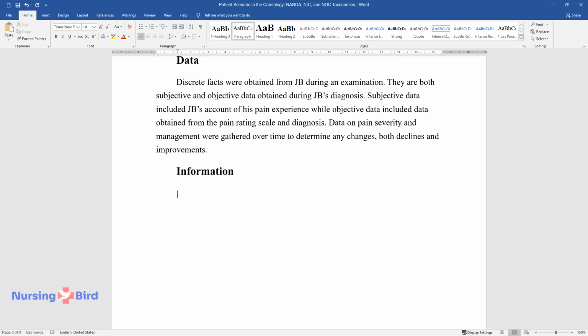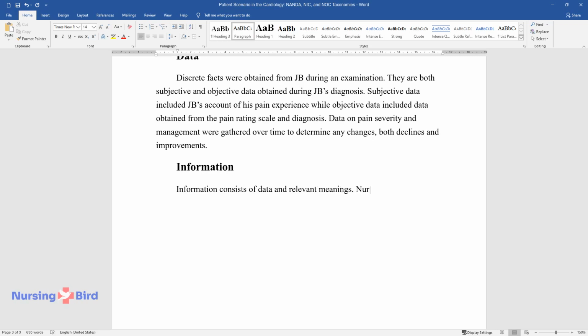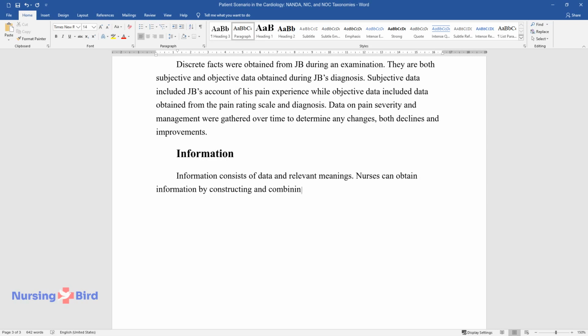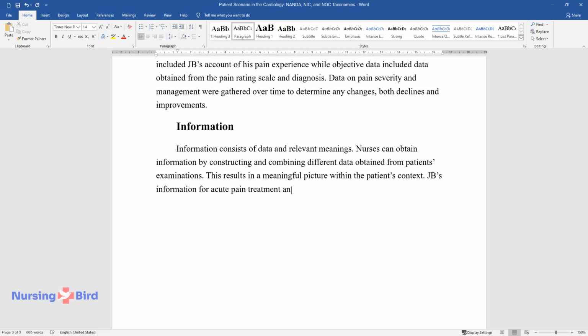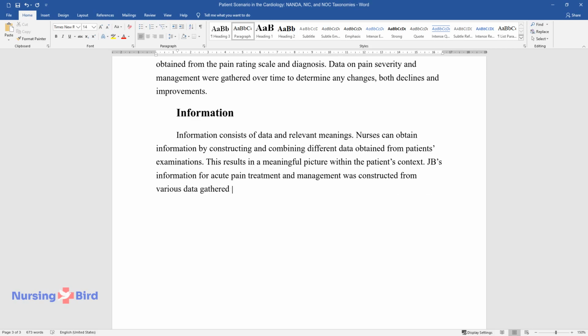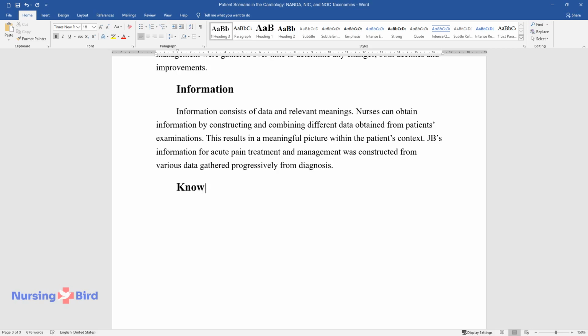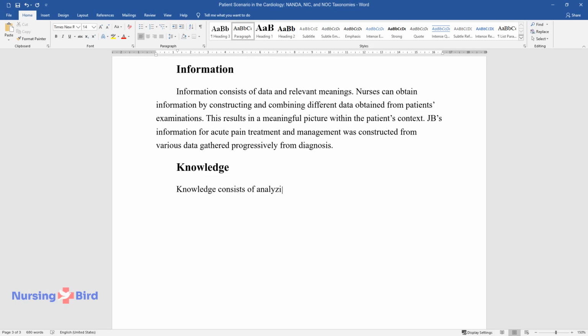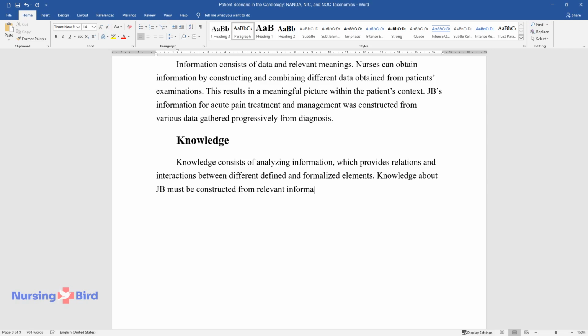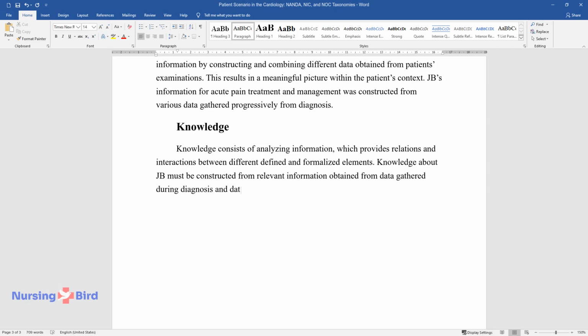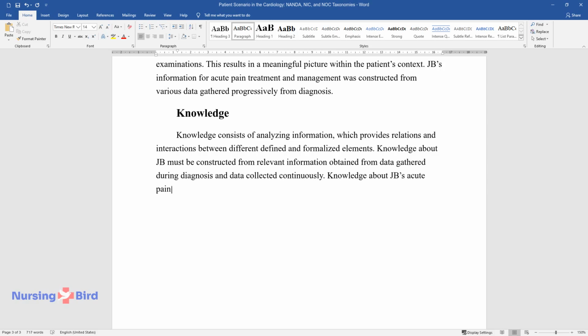Information. Information consists of data and relevant meanings. Nurses can obtain information by constructing and combining different data obtained from patients' examinations. This results in a meaningful picture within the patient's context. JB's information for acute pain treatment and management was constructed from various data gathered progressively from diagnosis. Knowledge. Knowledge consists of analyzing information, which provides relations and interactions between different defined and formalized elements. Knowledge about JB must be constructed from relevant information obtained from data gathered during diagnosis and data collected continuously. Knowledge about JB's acute pain is useful for effective treatment and management of pain.